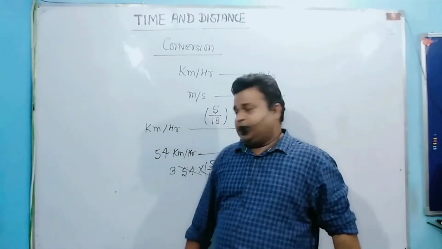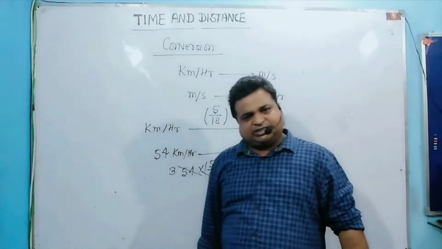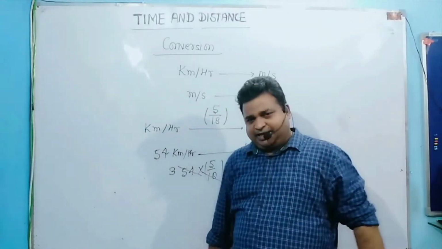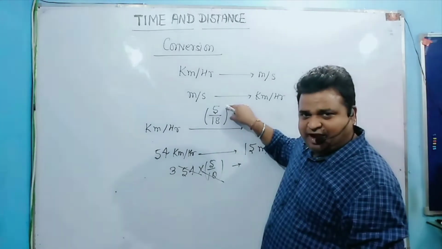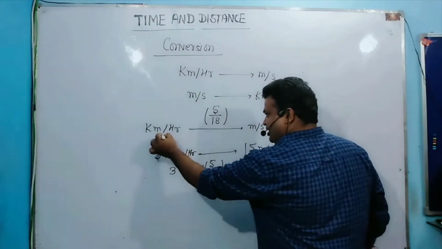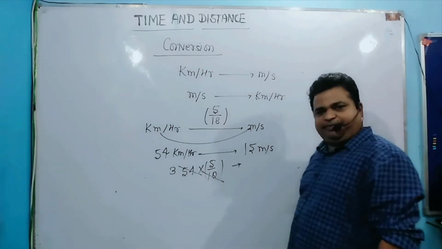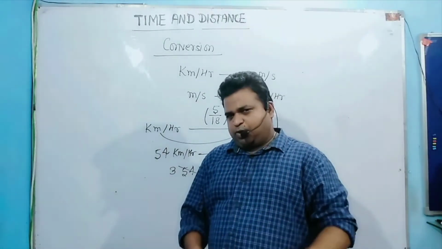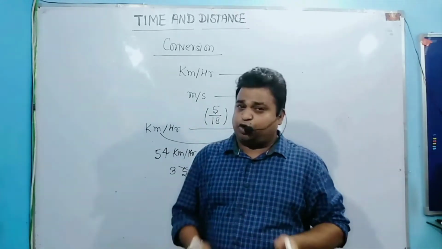Yes, my dear student. Now this 54 kilometer per hour is converted into meter per second. So what you need to remember is the multiplying factor, which is 5 by 18. This 5 by 18 is the multiplying factor to convert kilometer per hour into meter per second. Now the reverse is also true. So how do you convert the meter per second value into kilometer per hour?